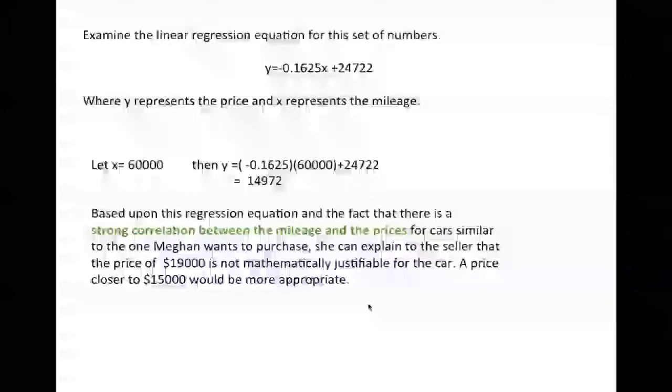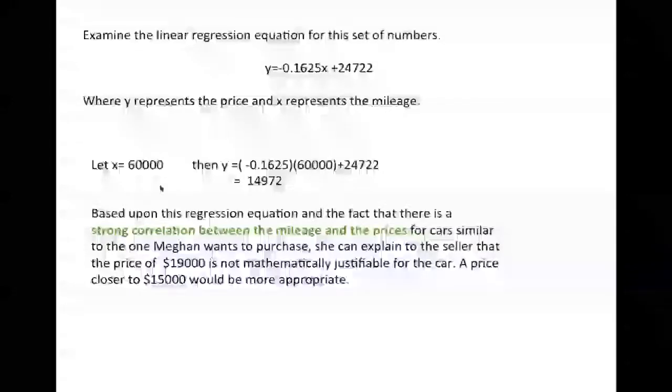So we're going to use her linear regression equation of y equals -0.1625x plus 24,722, and we're going to plug in the mileage of 60,000 miles for x. And that's what I did right here. When I do that, my predictive equation says at a mileage of 60,000 miles, based upon the other data that we have, the car price should be close to 15,000.